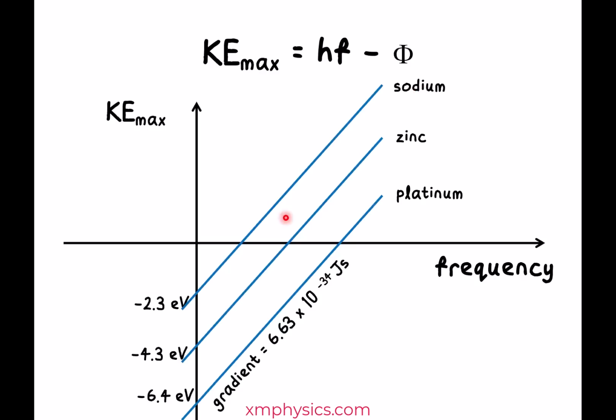Sodium has a work function of 2.3 electron volts, zinc 4.3 electron volts, and platinum 6.4 electron volts. Meaning for sodium, photoelectric effects can be observed even if you use visible light. But for zinc, you will need ultraviolet light, because even violet light has a photon energy of around 3.1 electron volts only. So if you want to knock out electrons from zinc, you need ultraviolet light. And for platinum, you need ultraviolet light of very short wavelength.